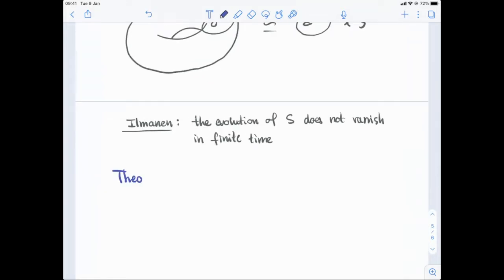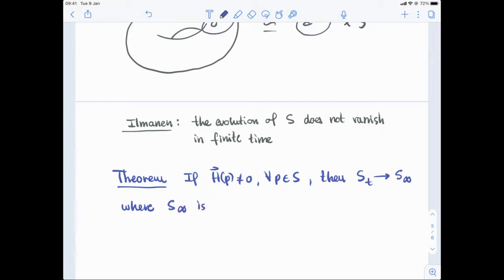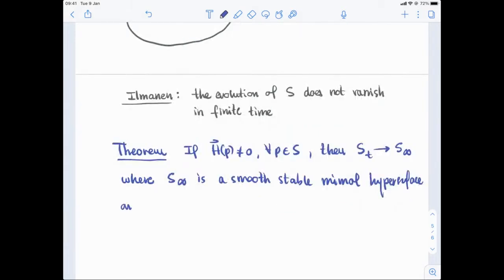So let me just write down the theorem. In the case that we have non-vanishing mean curvature, so if H of P is non-zero for all P in S, then as T goes to infinity, the level set flow of S converges to S infinity, where S infinity is a smooth, stable minimal hypersurface, and the convergence is smooth.